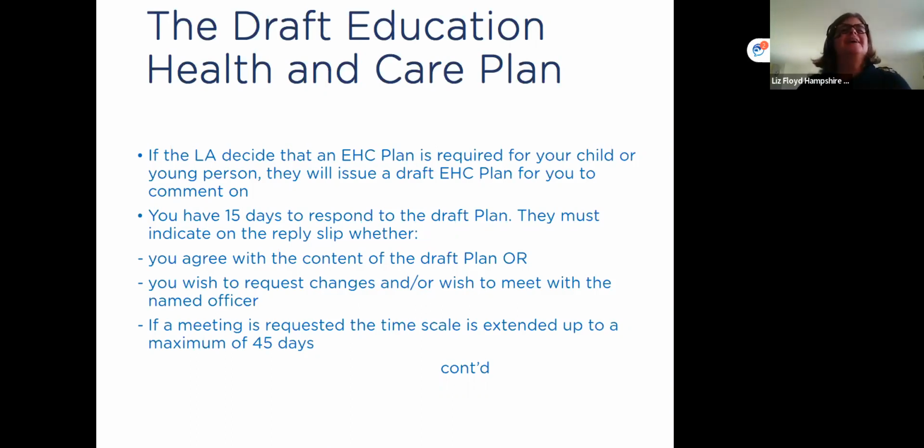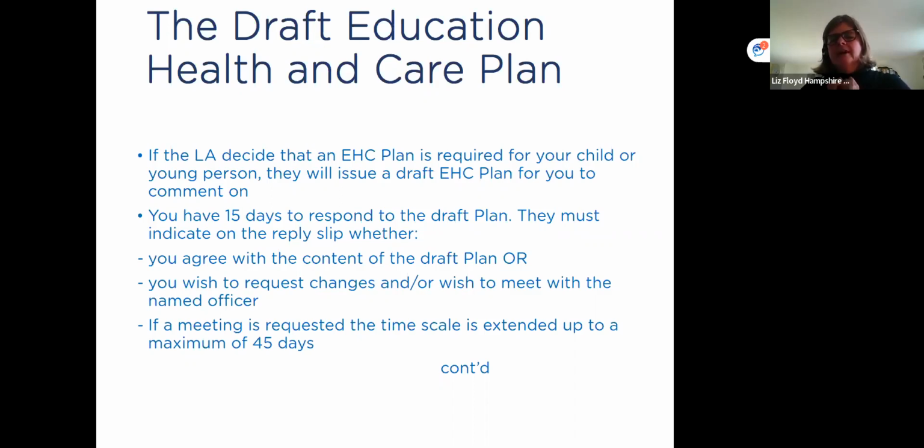Okay, so if the LA decide to issue a plan, they will issue a draft plan for you to comment on. So that's the first stage. They will normally send you a letter saying, we have issued a plan, please refer to the plan on the EHC hub, is what they will probably do. And you will then go onto the hub to view the draft plan, and you are given 15 days to respond to that draft plan.